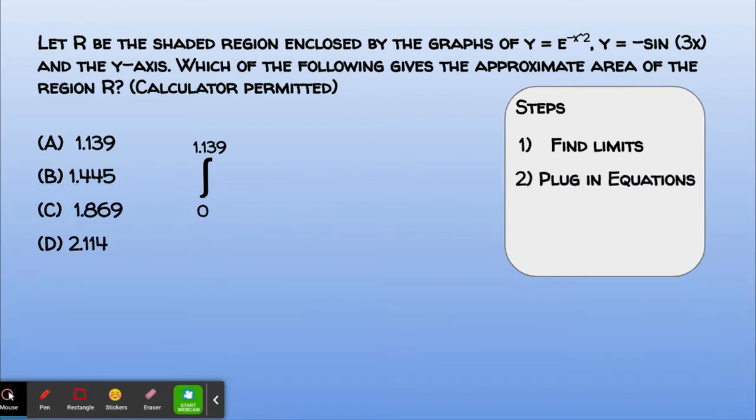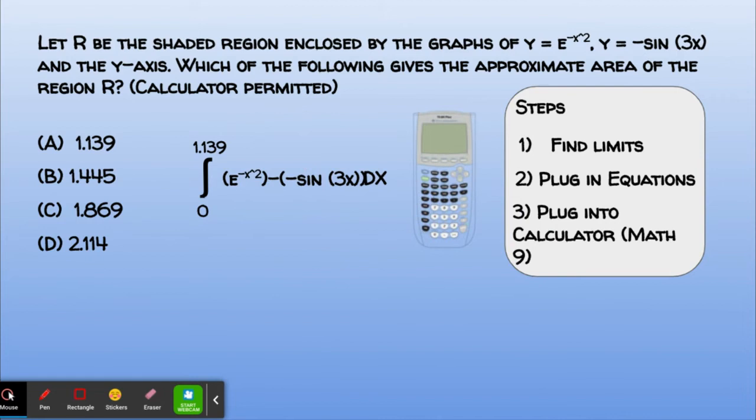The next step is to plug in the equations. Remember that you're doing top minus bottom. Our top equation is e to the negative x squared, and our bottom equation is negative sine 3x.